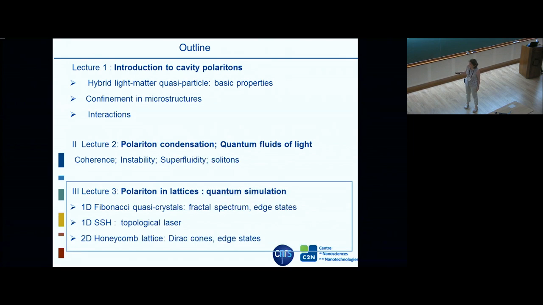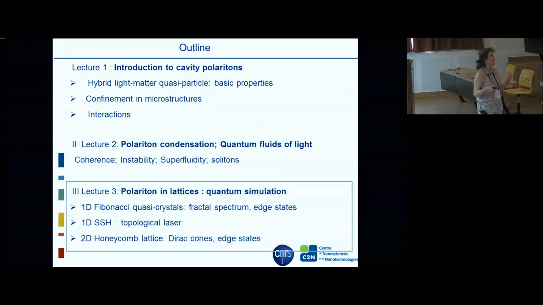Then we really entered into the field of topology, and we wanted to implement the simplest system possible, a bit like a toy model for topology, which is the 1D SSH chain. I will explain how this works. Using the non-linearity and the gain that we have in our polariton system, we could actually trigger lasing on the topological state and show that this lasing mode has some protection, some robustness, which is related to the topological origin of the mode of the laser.